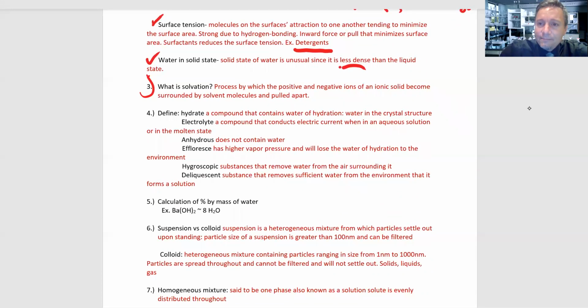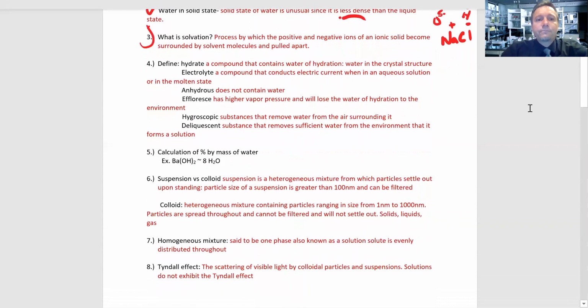If you had NaCl, we know that's a plus and a minus charge. And what happens is water, if you're talking about water, it surrounds it. And around this positive sodium, you get all the oxygens facing with that slight negative charge. And around the chloride here, you get the hydrogens facing it with that slight positive charge. And it surrounds it and it pulls it apart. That is solvation.